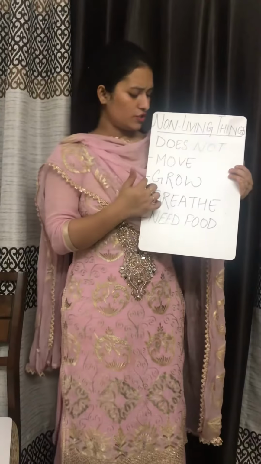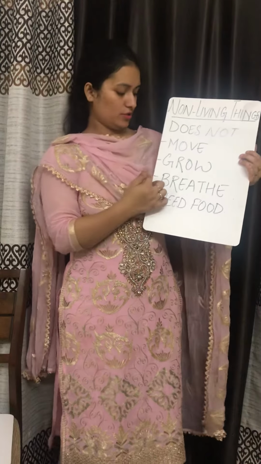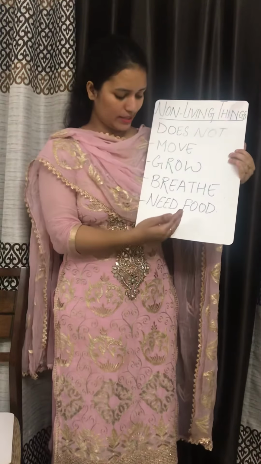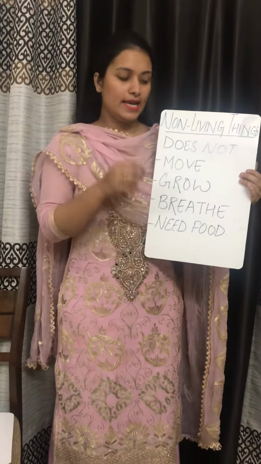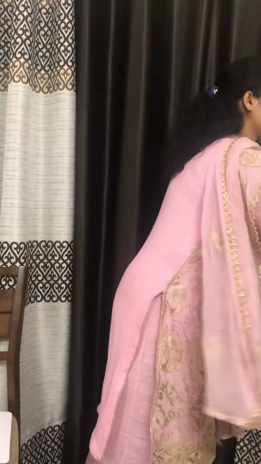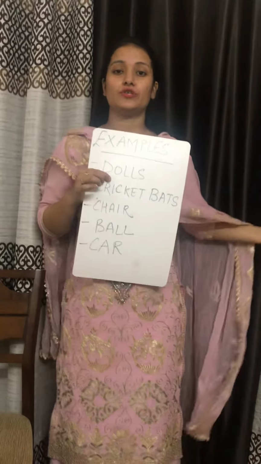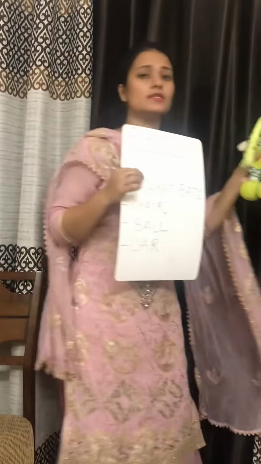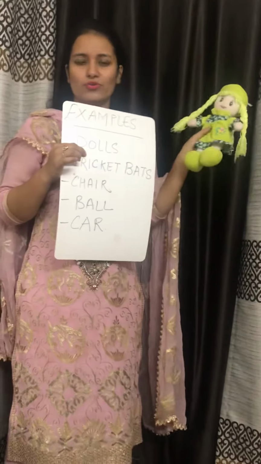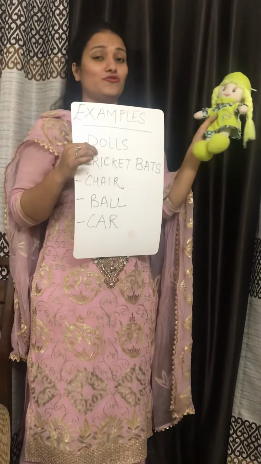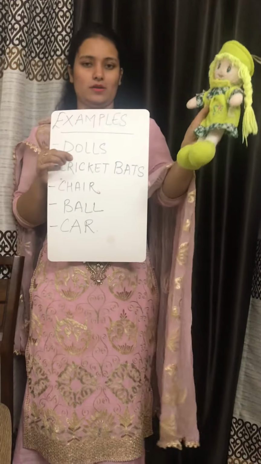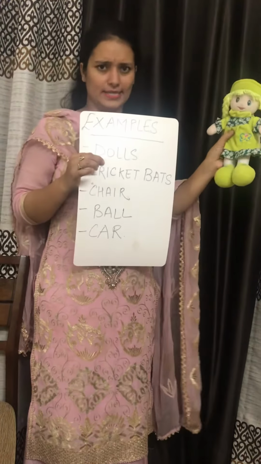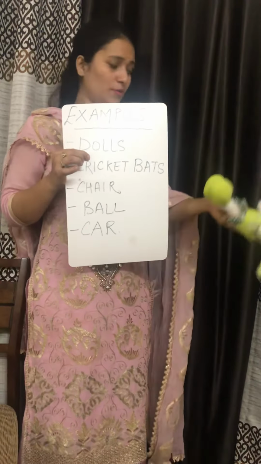Now let us understand non-living things. Non-living things are those things which do not move, they do not grow, they do not breathe, they do not need any food. Let us take a few examples of non-living things. Dolls. Yes, the dolls which we use to play. See, this is a doll. She doesn't need any food, she doesn't breathe, she doesn't reproduce, she doesn't move from one place to another by herself.